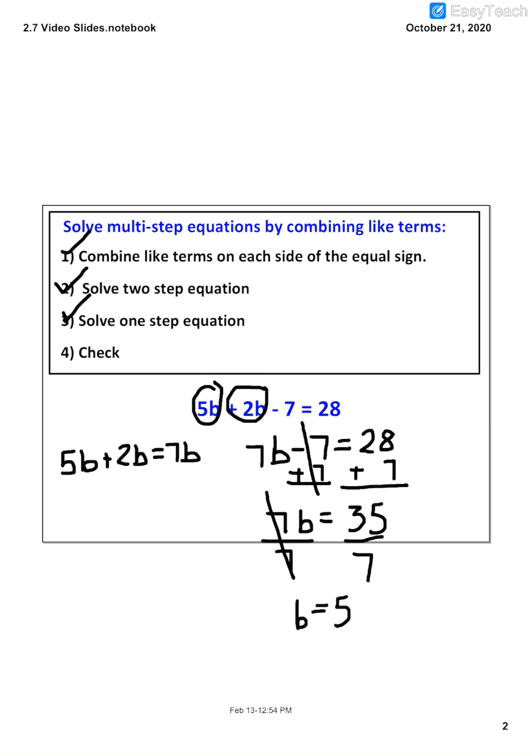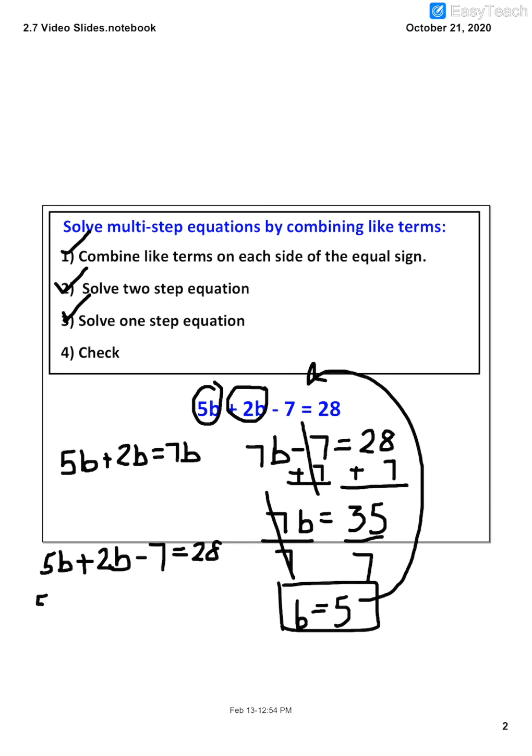Now when you check your equation, you always want to substitute back into the original equation, because if you made a mistake simplifying and then you plug your answer into a wrong simplified expression, you might think your answer is correct. So I'm going to rewrite 5b plus 2b minus 7 is equal to 28. I substitute b with 5. 5 times 5 plus 2 times 5 minus 7 is equal to 28.